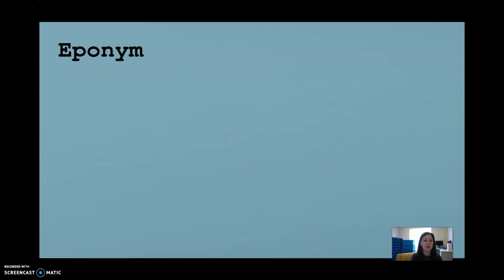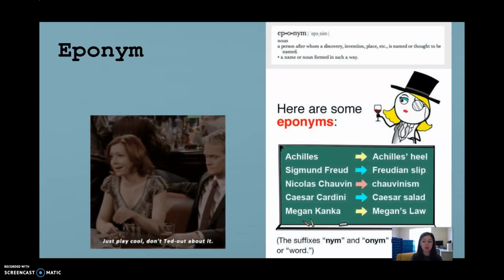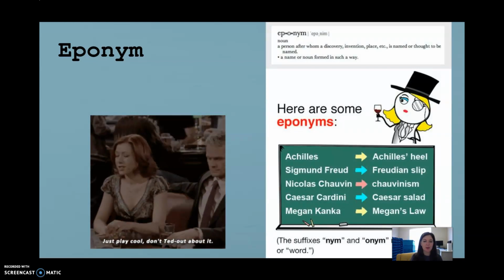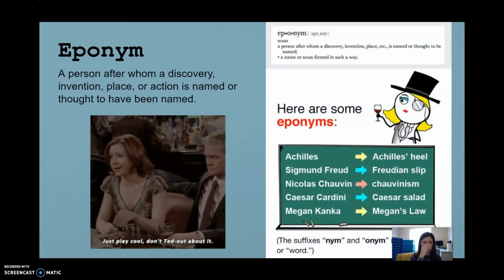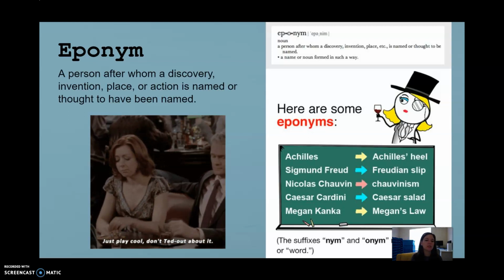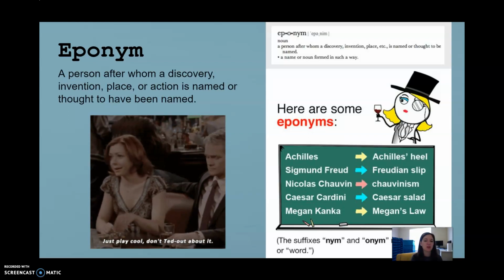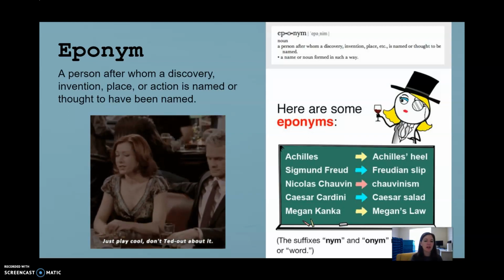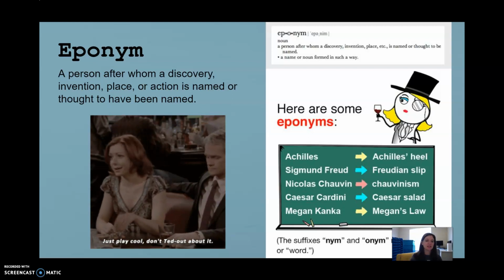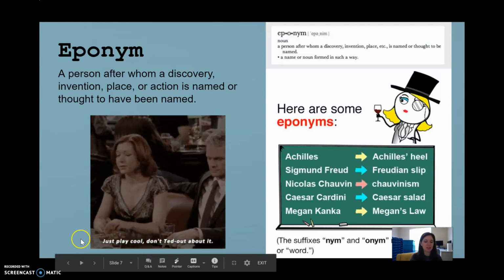All right, eponym. An eponym is very similar to an allusion, but the way it's used is quite different. An eponym occurs when a person after whom a discovery, invention, place, or action is named is thought to have been named. So for instance, if you watch How I Met Your Mother, this is an example from it.